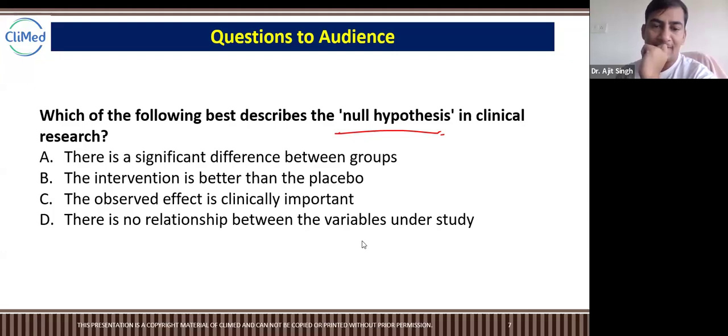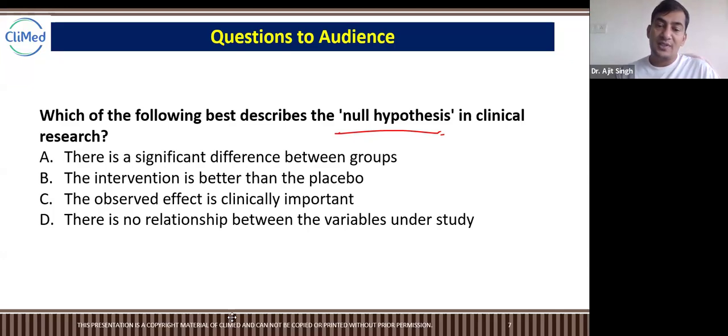Yes, guys. What is null hypothesis? Answer the question. D. Okay, fine. I agree that it could be D. There is no relationship between the variables under study. Okay. Can someone describe it with an example? With a case, I was supposed to say. Anyone?